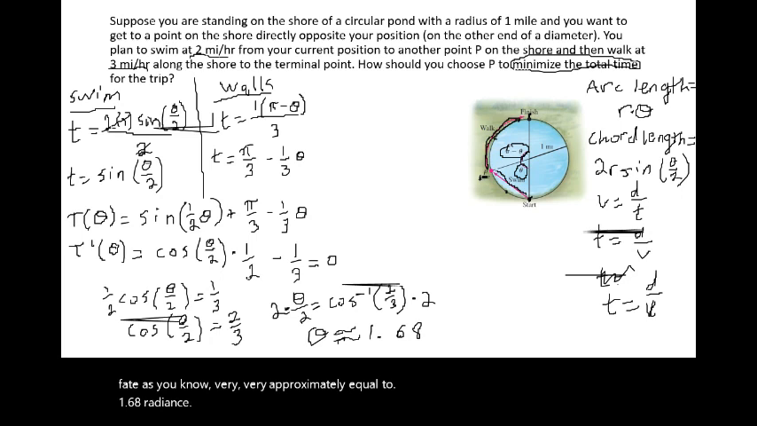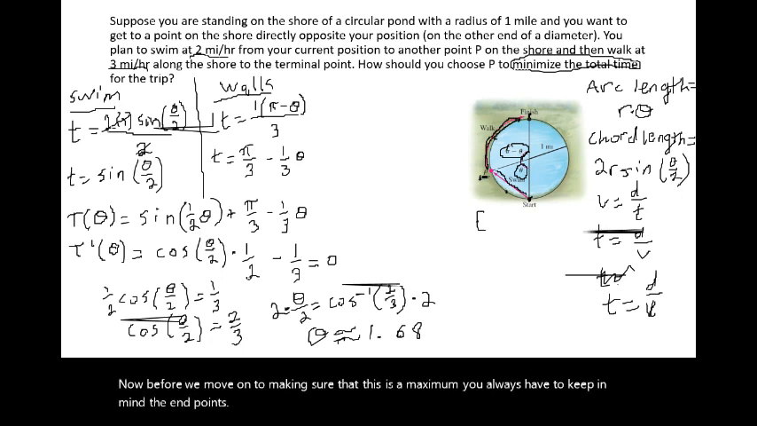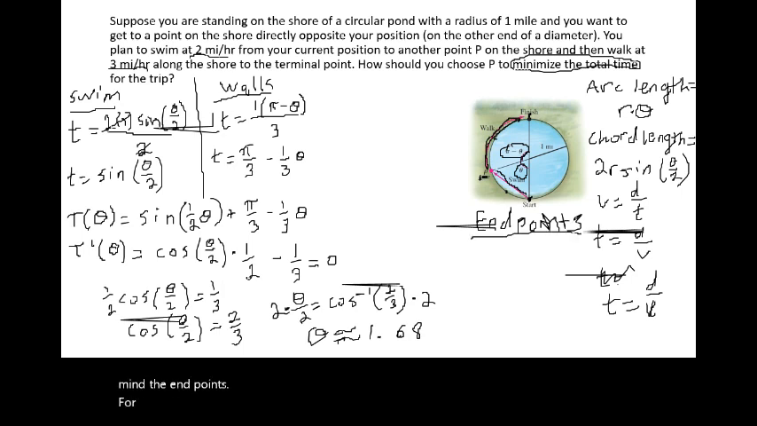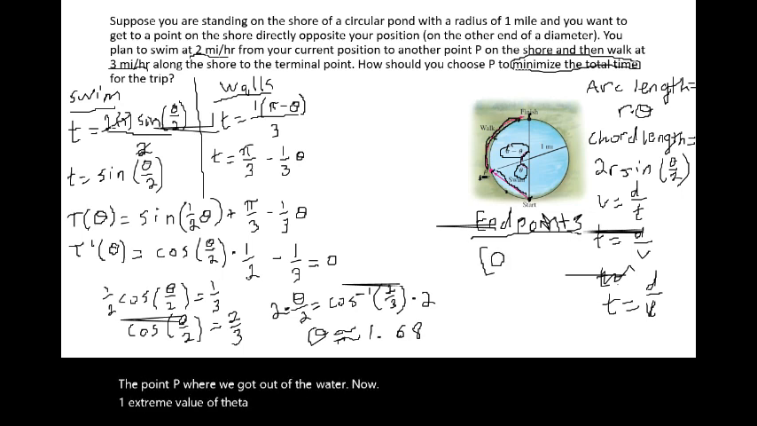Now, before we move on to making sure that this is a maximum, you always have to keep in mind the endpoints. For the endpoints, theta is our variable here, and theta is the central angle that formed the point P where we got out of the water. Now, one extreme value of theta is 0. If theta equals 0, that means you don't do any swimming. That means you walk the whole way, which is completely plausible. You could walk the whole way and just not swim.